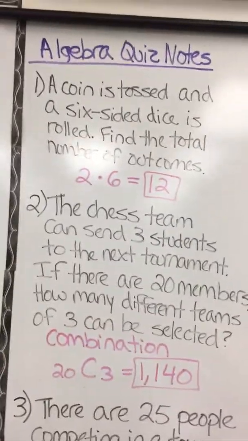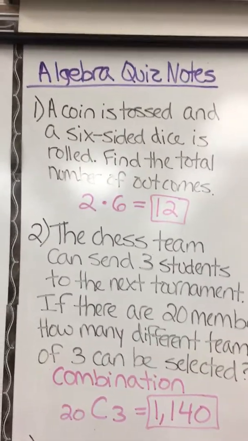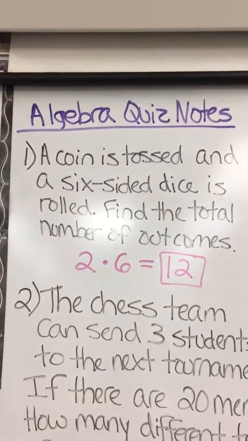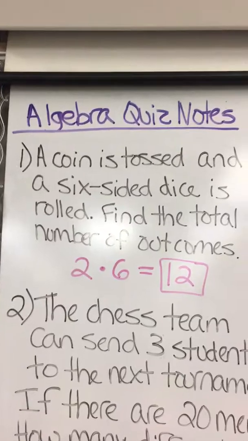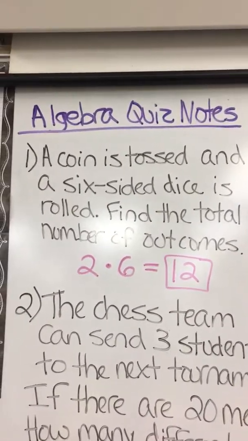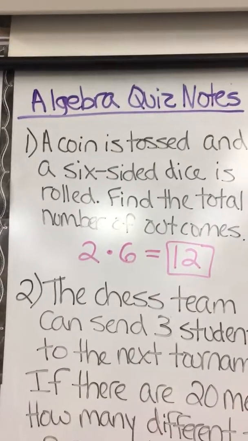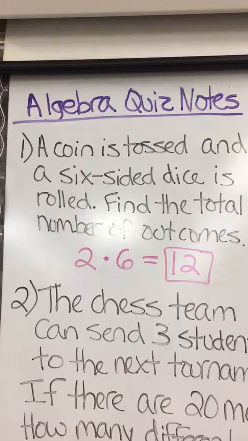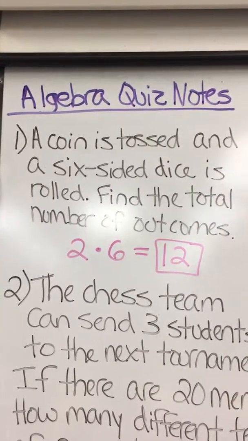So for our algebra quiz, remember we are doing probabilities. For this first one here, we have a coin is tossed and a six-sided dice is rolled. Find the total number of outcomes. For this one, a coin only has two sides and we're dealing with the six-sided dice. So you are simply multiplying 2 times 6, which will give you 12. I know, very difficult, right?